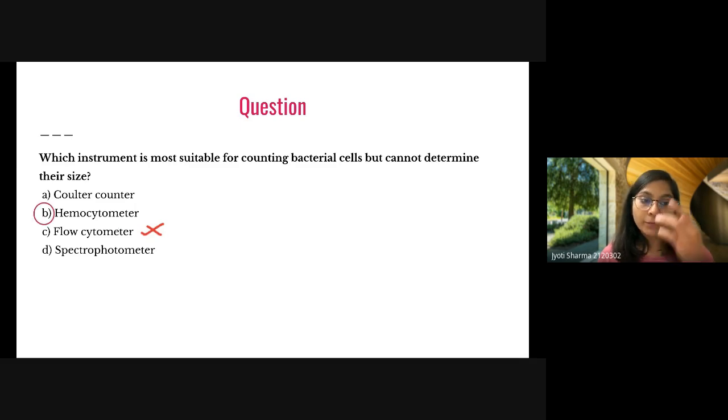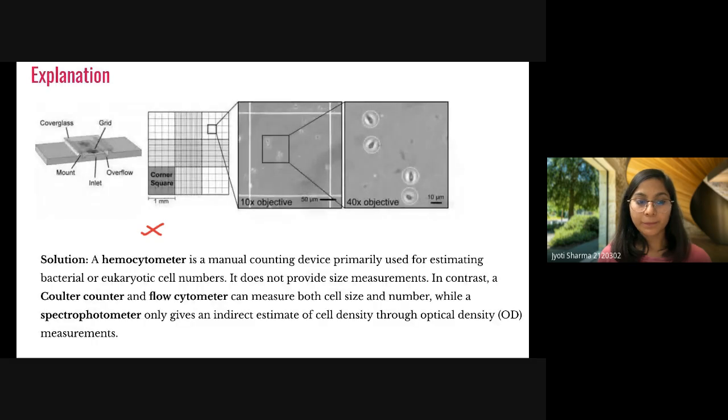So we have the hemocytometer. This hemocytometer is most suitable for counting bacterial cells, but it cannot detect the size. So here I can show you.